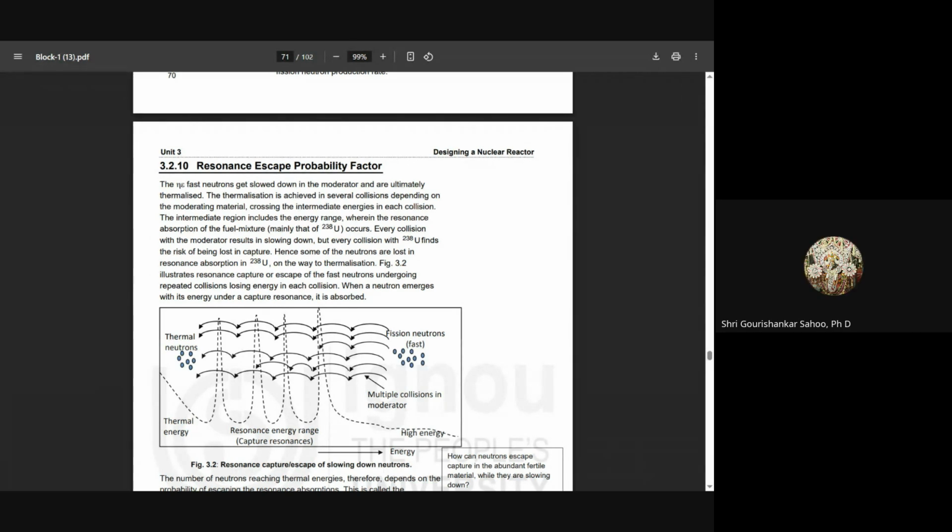Okay. Then the resonance escape probability factor. Resonance capture and escape of slowing down neutrons, as shown on the screen. The fast neutrons get slowed down in the moderator and ultimately thermalized. As we have discussed, in a thermal reactor the thermalization is achieved in several collisions depending on the moderating material. And the moderating material we usually use is graphite or heavy water. A heavy water plant is there at Talcher.